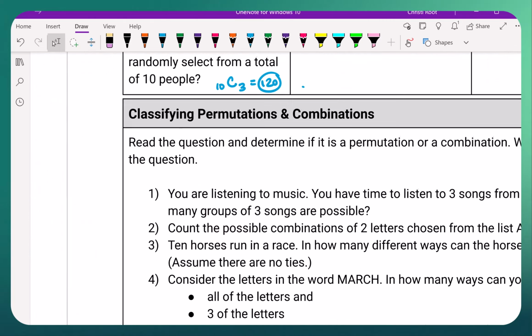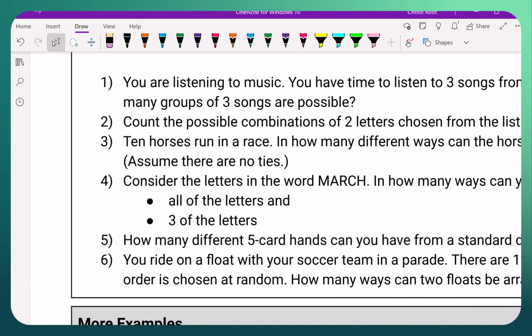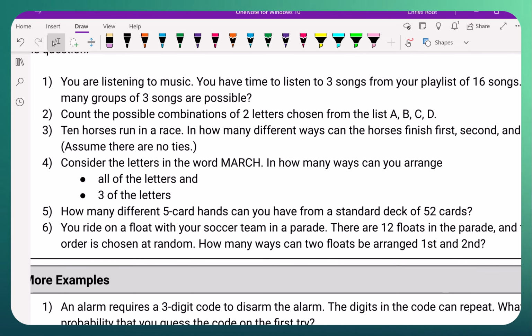Okay, so here's where we're going to practice figuring out whether something is a permutation or a combination. So number 1, it says you're listening to music. You have time to listen to 3 songs from your playlist of 16 songs. How many groups of 3 songs are possible? Is that a combination or a permutation? So pause the video, think about it, see if you're right.